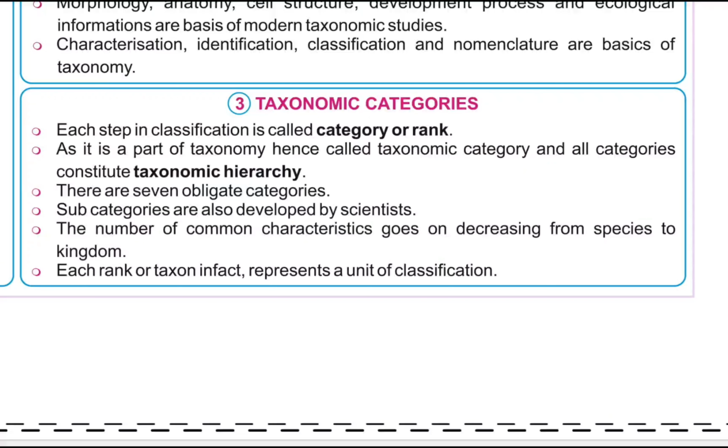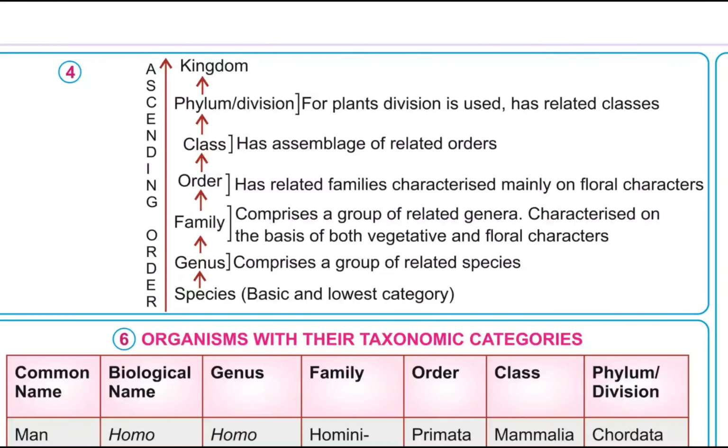There are 7 obligate categories. Subcategories are also developed by scientists. The number of common characteristics goes on decreasing from species to the kingdom. Each rank or taxon in fact represents a unit of classification. Ascending order of classification: species, the basic and lowest category. Genus comprises a group of related species.